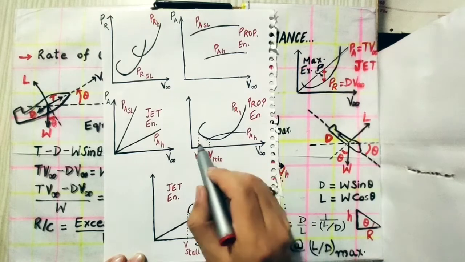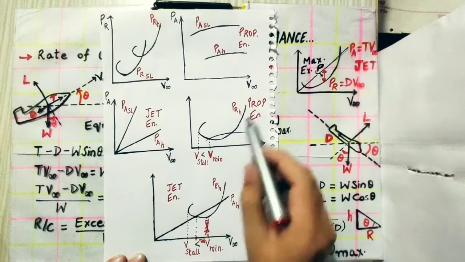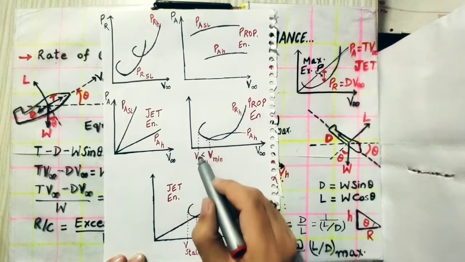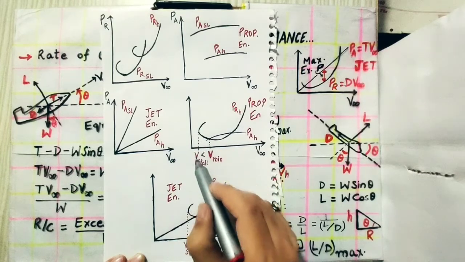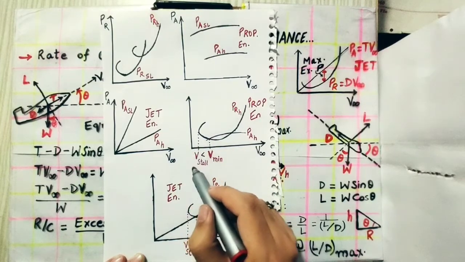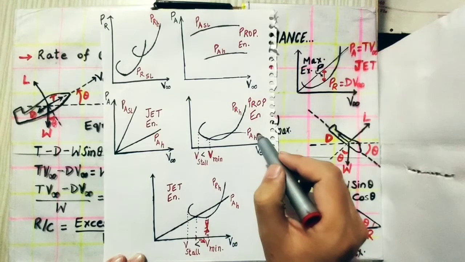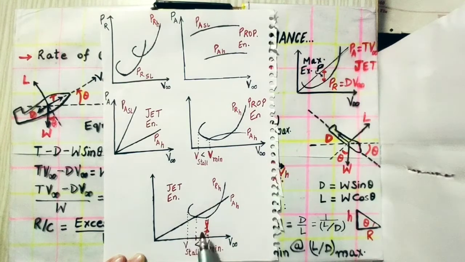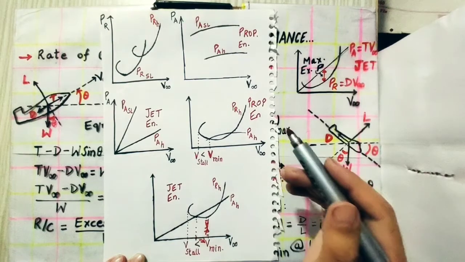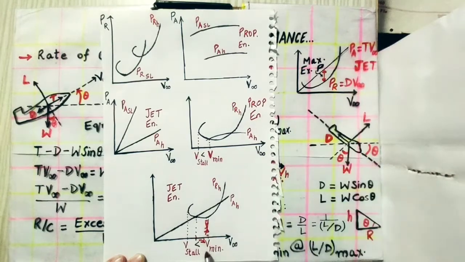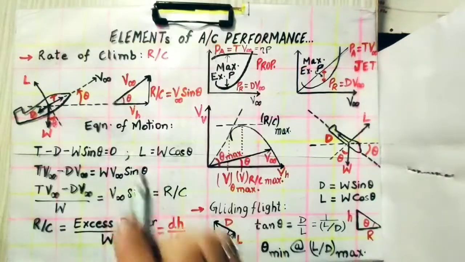And here if we see, the minimum velocity intersection is here for propeller engine airplane, and stalling velocity is this velocity at which an airplane can fly at sea level but not at a height. Here also the stalling velocity is less than the minimum velocity with which it can fly at a height, so it will not be able to fly at a velocity less than minimum velocity at a height. Keep that in mind. Okay, so now we will continue with rate of climb.